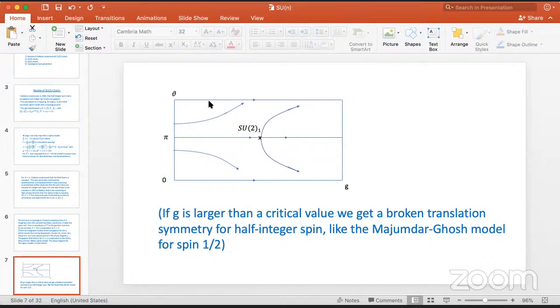For other values of g, so if θ is 0, we just flow to strong coupling. And it turns out that if we move slightly away, by having alternating couplings, we can actually move away from this point. And again, we go into a gapped phase. So to be in the gapless phase, we have to have translation symmetry, and the coupling constant has to be weak enough.